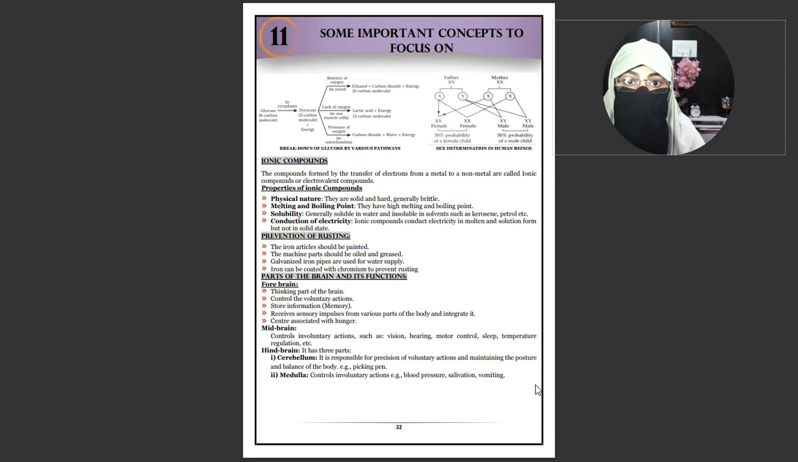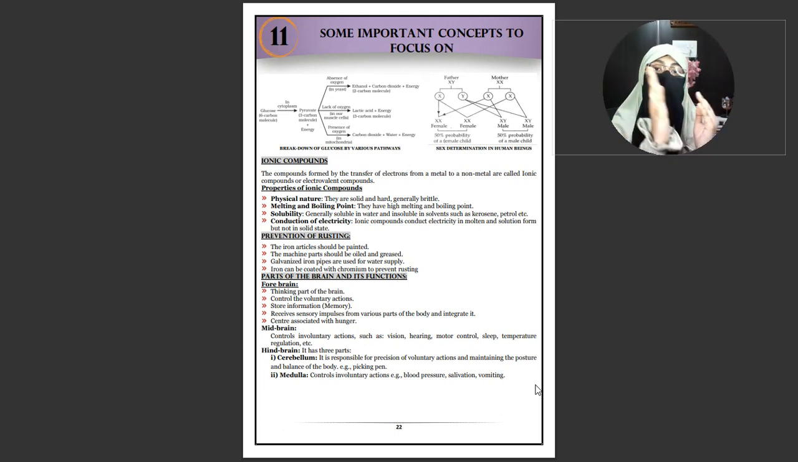And some important concepts which you need to remember are the ionic compounds. What are the ionic compounds? The compounds which are formed by the transfer of electrons from a metal to a non-metal are known as ionic. So the basic knowledge you need to have is that ionic means ions are involved. How will the ions be formed? When the transfer of electrons takes place. The one who is giving the electron becomes positive and the one who is gaining the electron becomes negative.